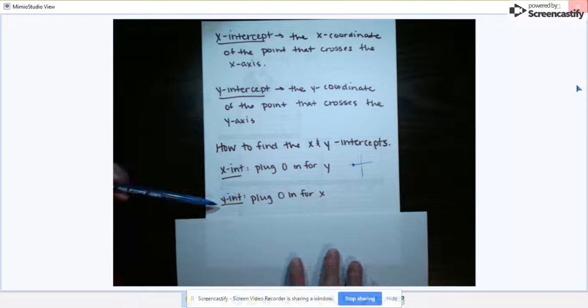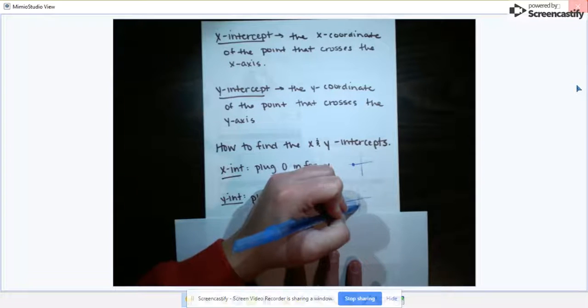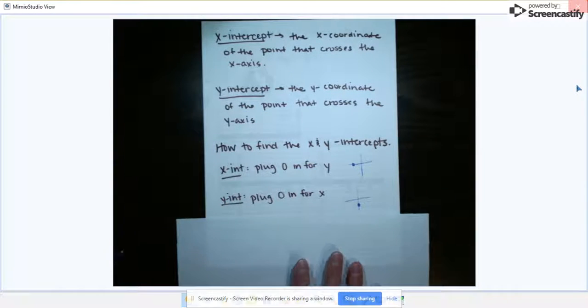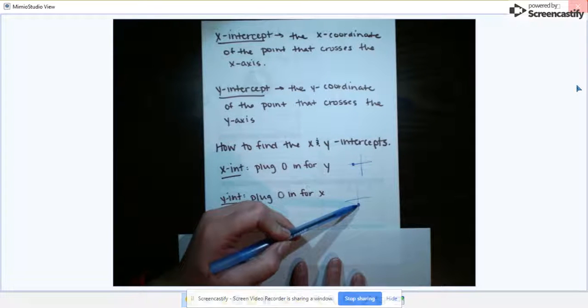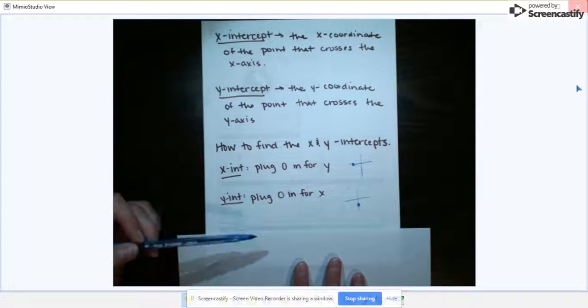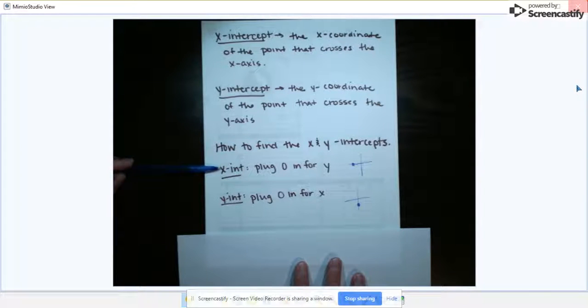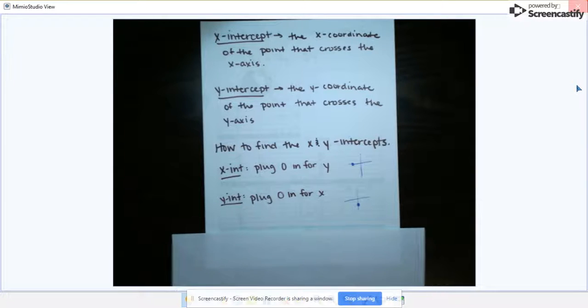Similarly, a y-intercept could potentially look like this. And when you look at your x value of a y-intercept, you don't move left or right at all. So that x value would be 0, which is why we plug 0 in. So it's really big to remember that when we go to find our x-intercept, we're going to plug 0 in for y, and when we go to find our y-intercept, we're going to plug 0 in for x. That will help us tremendously.